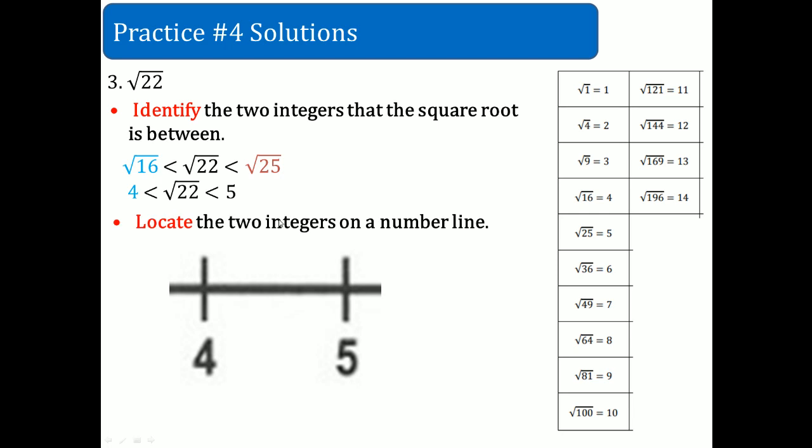You want to locate the two integers on a number line. Here's your 4, here's your 5. The square root of 16 here is on 4. The square root of 25 here is on 5. The square root of 22 is closer to the square root of 25, right here. So you would say it's around 4.7, 4.8, because again, it is closer to the square root of 25. That's where it is.